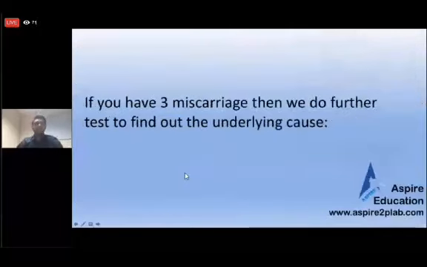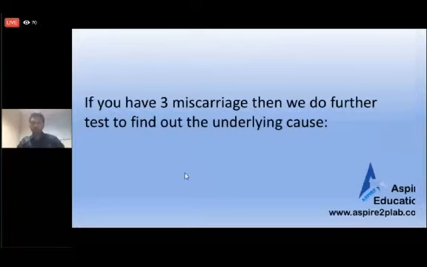If we have 3 miscarriages, then we do further tests to find out the underlying cause. So the reason why they are giving this station is to find out whether you're going to investigate and do something if there is any miscarriage or not. So we're usually looking for 3 miscarriages to happen before we do any further investigation. So if there is no complication, if there is just miscarriage and there are no severe symptoms from the patient, then you don't do anything. But if there are 3 recurrent miscarriages, then you obviously do investigations to find out why.